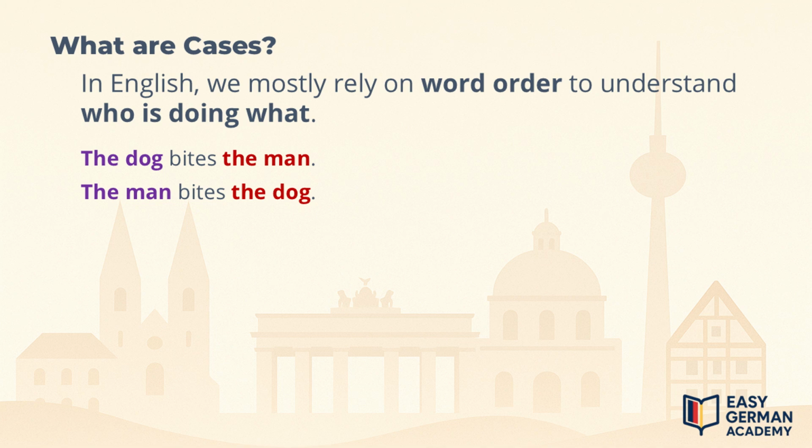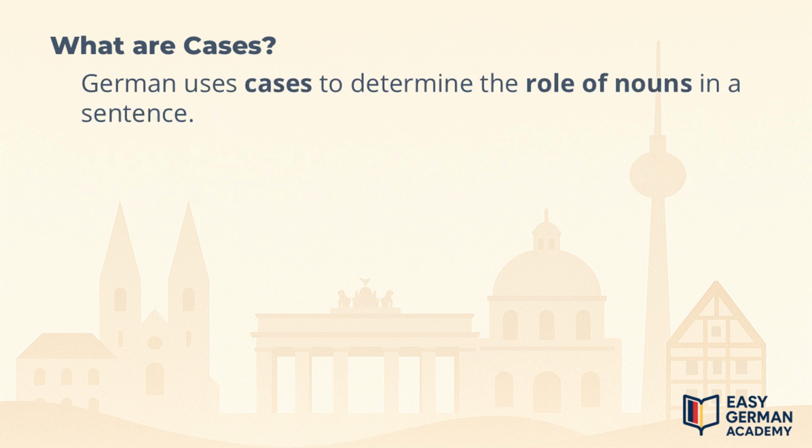You'll also notice that in English, we use the article the in both cases, the dog and the man. The article doesn't change even if the noun is the subject, the one performing the action, or the object, the one receiving the action. So it's the word order that tells you who is biting whom. But in German, it works differently. German uses cases, which means the words themselves change form to show their role in the sentence.